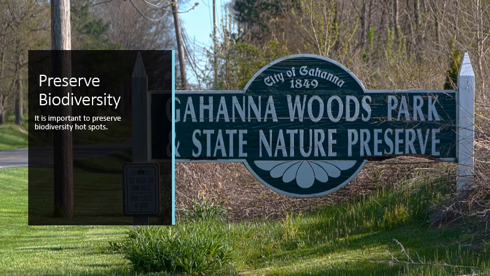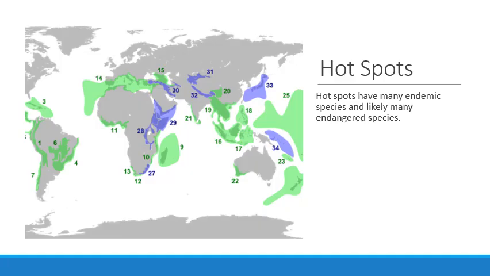Another way that we can preserve habitats is by preserving what are known as biodiversity hotspots. We cannot save everything. There are going to be competing human needs that need to be taken into account. We will grow. Our populations will grow. So we need to focus on preserving those areas that will have the greatest impact.